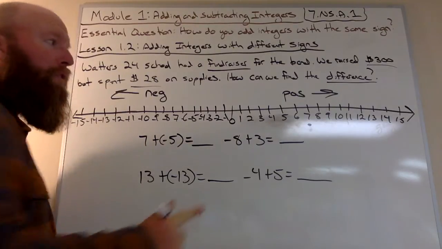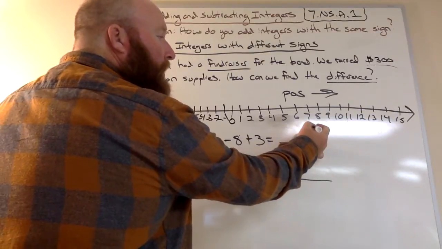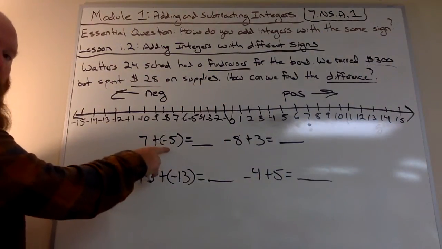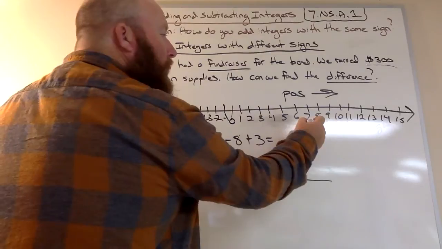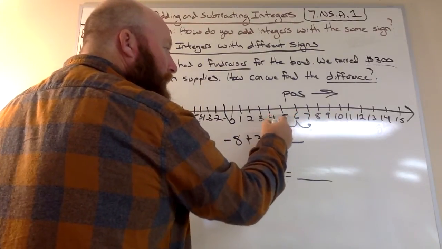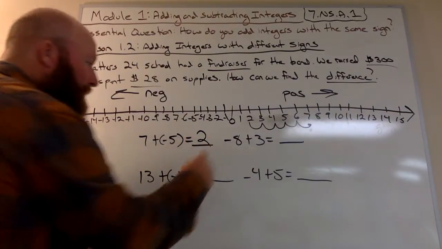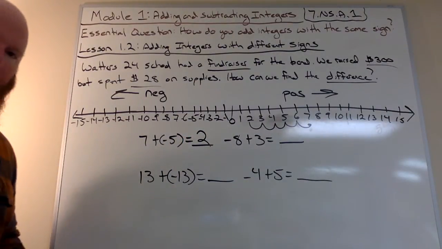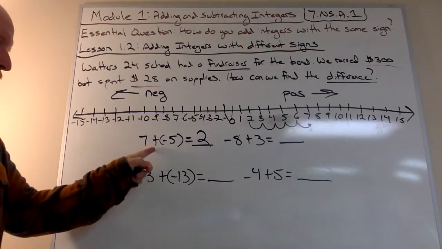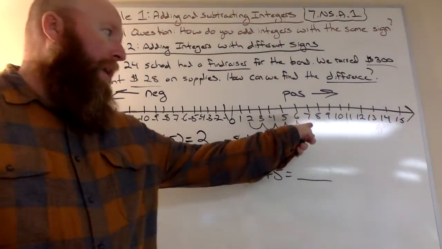To the left. So from this +7, I'm going to the left. How many times? There you go. -5. 1, 2, 3, 4, 5. So the final answer should be a 2. That's it. +7 plus a -5 means that I start on a +7.